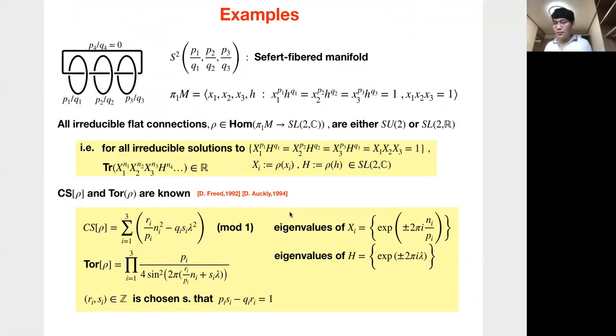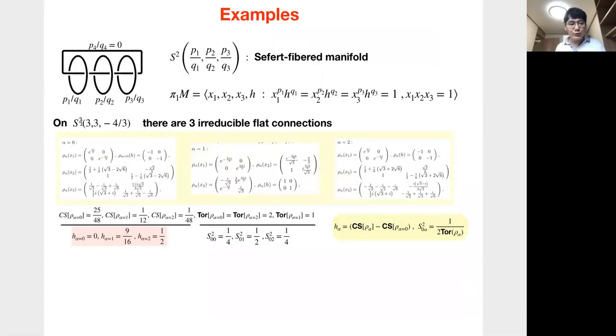So let me give a concrete example. As I mentioned, this is an infinite class of manifolds satisfying the topological criterion that all the irreducible flat connections are real. And another thing is that the Chern-Simons functional and the torsion part of these flat connections for the manifold are known by mathematicians. So we can use this formula: for a given solution of the flat connection equation, we can obtain the Chern-Simons functional and torsion automatically.